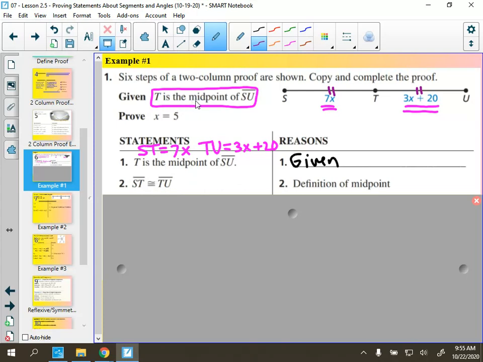Well, there was a piece of given information that said T is the midpoint. Oh, okay, I know what the definition of a midpoint is. It says it's in the middle of a segment. It divides a segment into two congruent segments. There we go. That's how that came about. We decided we wanted to talk about ST and TU. So I said, hey, definition of a midpoint says that has to be true.